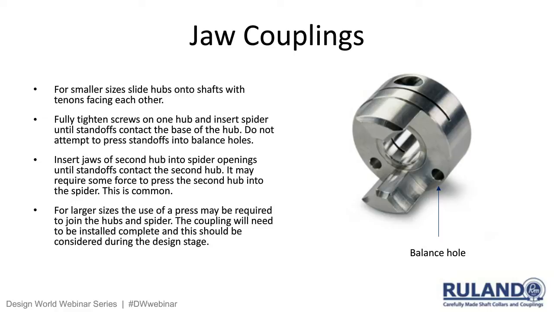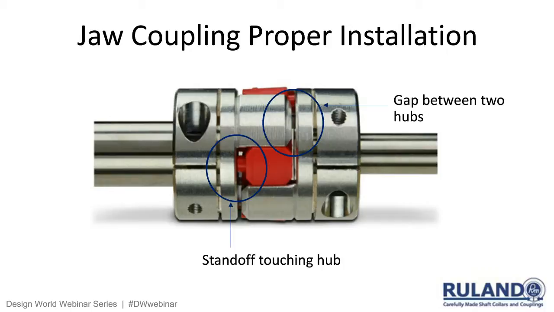And when you look at our hubs, you're going to see these holes in the face of the hub. These are balanced holes. These hubs, like all of our motion control hubs, are a balanced design. So those are balance holes to offset the hardware. They are not meant to have the standoffs on the spider be pushed into them. And again, like the Oldham, there's a proper depth of engagement required with the jaw coupling.